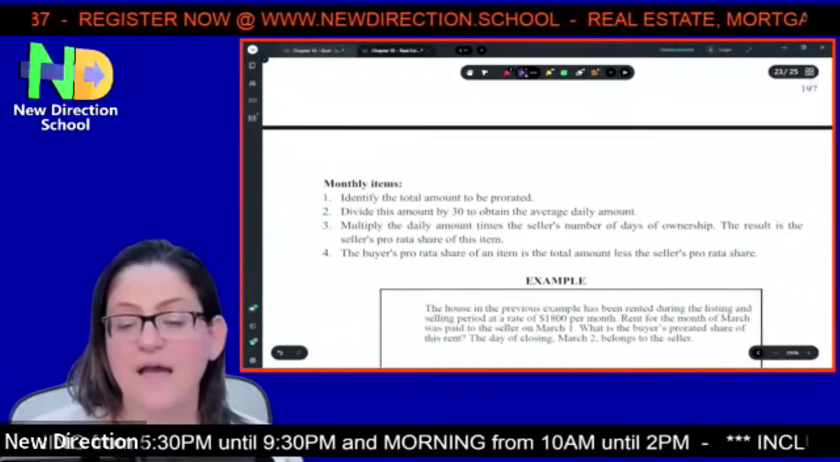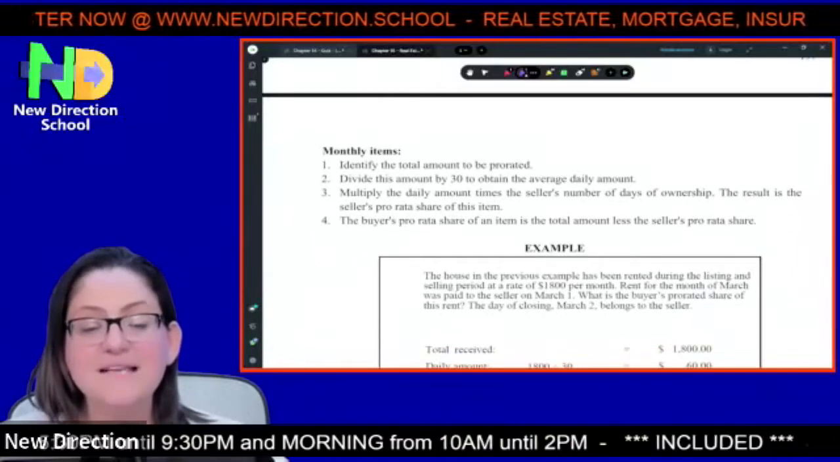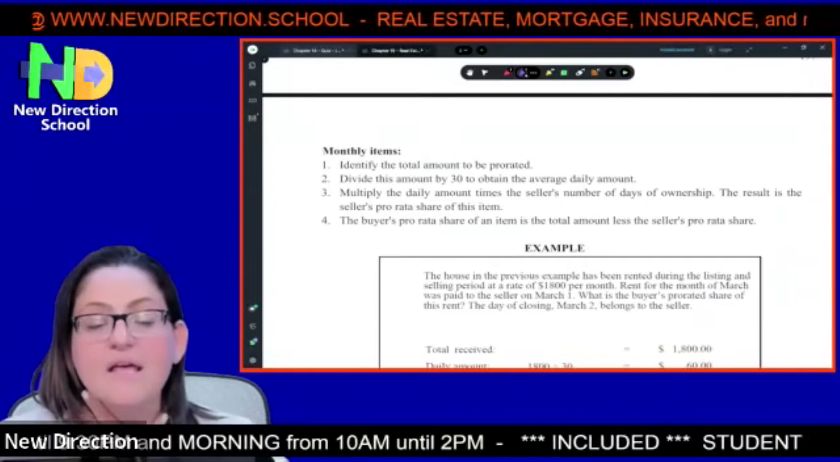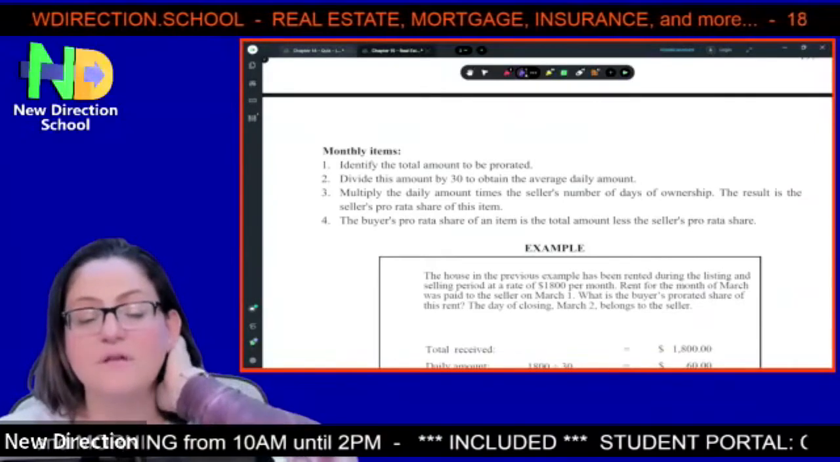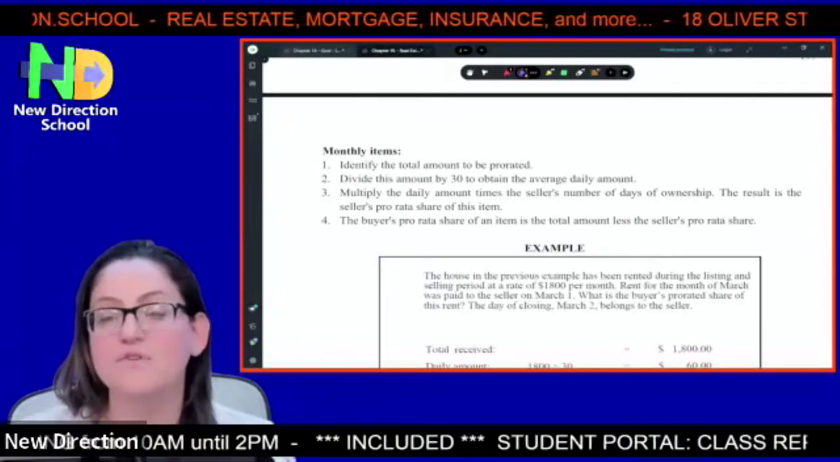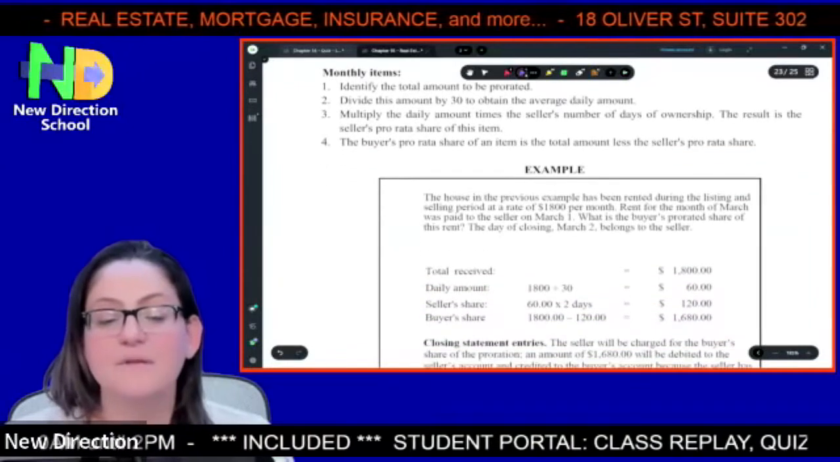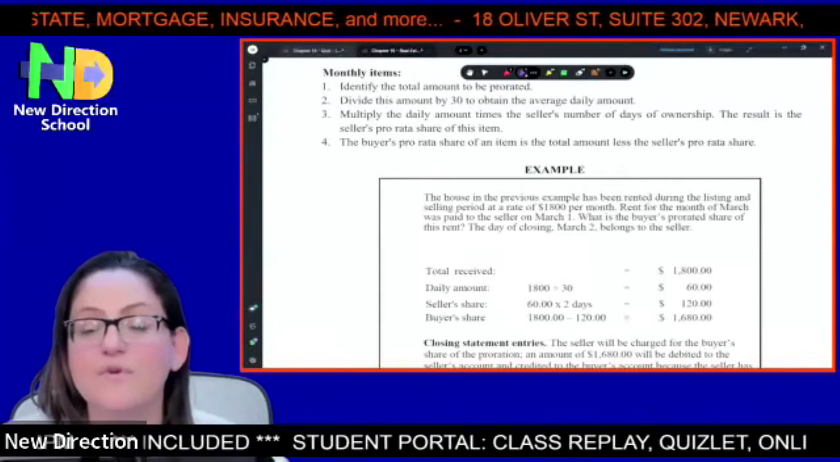So here we have monthly items. Identify the total amount to be prorated. Divide this amount by 30 to obtain the average daily amount. Multiply the daily amount times the seller's number of days of ownership. The result is the seller's prorated share of this item. The buyer's prorated share of an item is the total amount less the seller's prorated share.